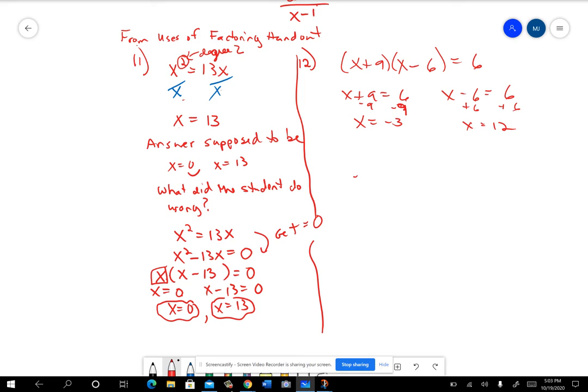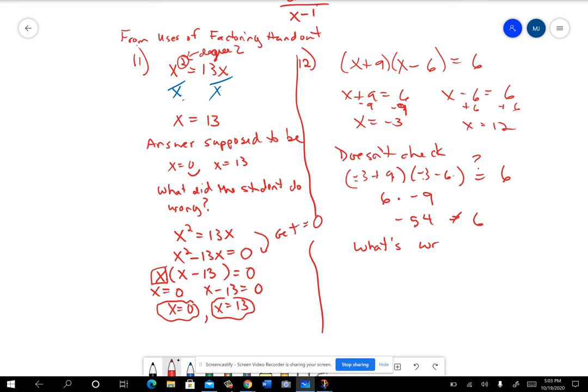Like if you plug in a negative 3 into the original equation, you don't get 6. You get 6 times negative 9, which would be negative 54. It doesn't check. See that? So it doesn't check. So what's wrong? Like, where did this go wrong?